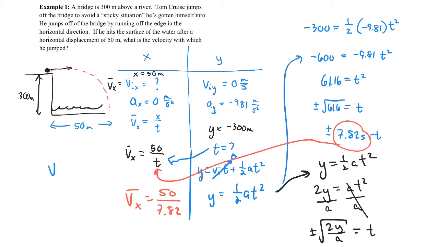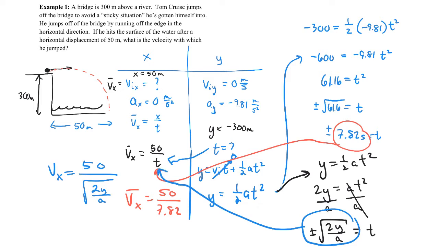Or we can do this. We can take our value of 50, and it just goes over the square root of 2y over a. You could take this entire expression and plug that in for time also. You could plug in a number for time or the equivalent expression for time, but in any case you would still have to plug in the negative 300 and the negative 9.81. So in the end, does it matter which way I go? No, it's up to you to choose.